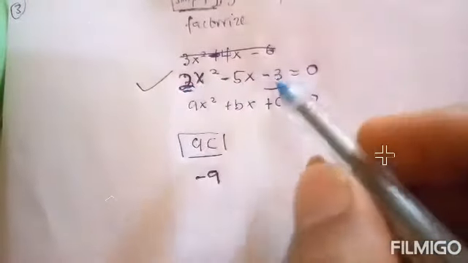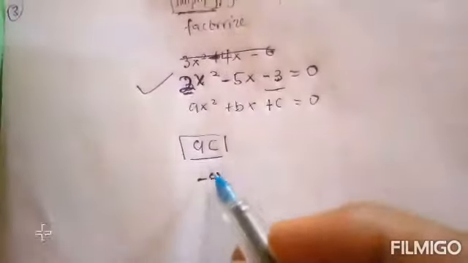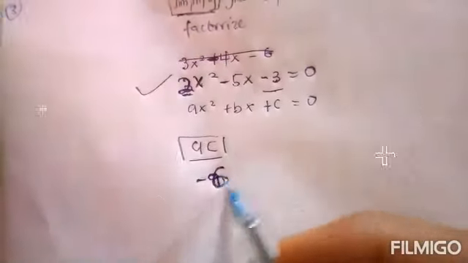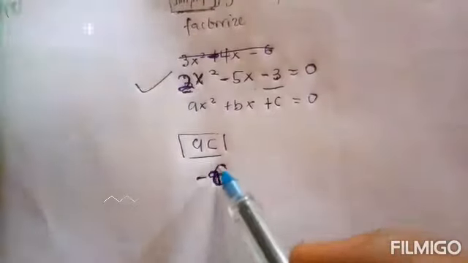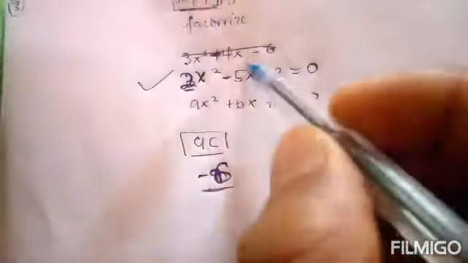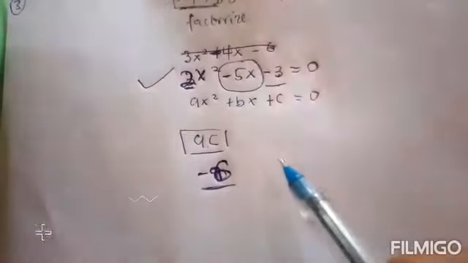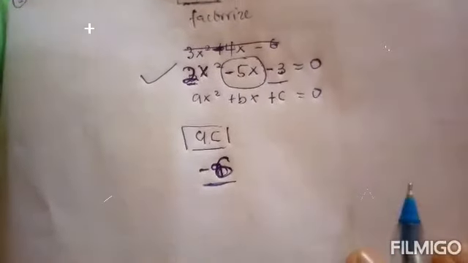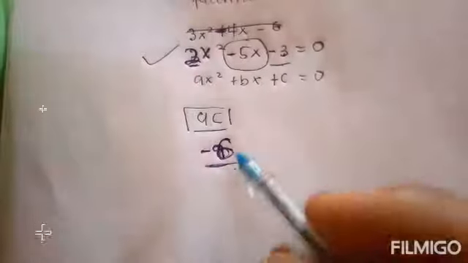This is 2, okay? This is 2. So it will be 2 times minus 3, which will give you minus 6, okay? So you will go on to find factors of this AC, factors of this minus 6, that when you add, you will get this minus 5, okay? Don't worry, we will do another example so that you get it clearly. So this time this gives us minus 6.